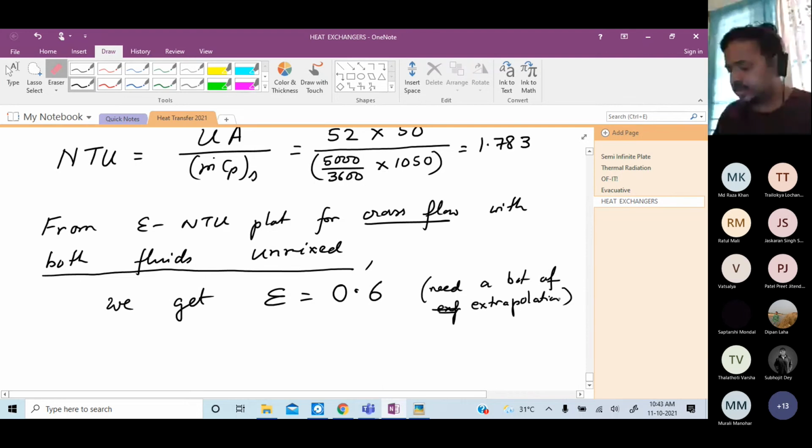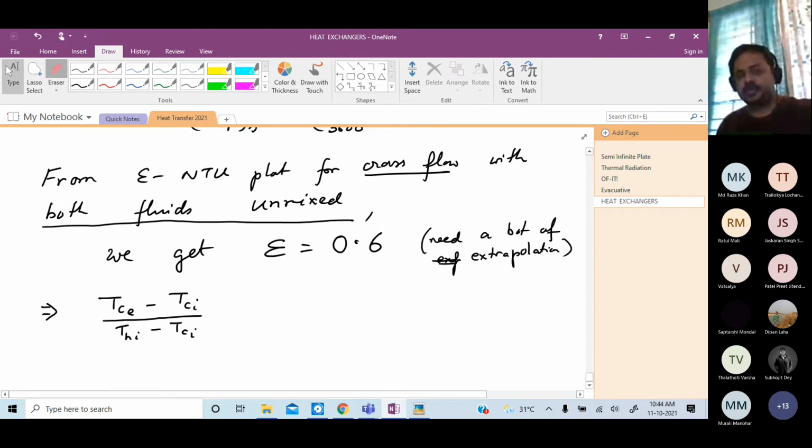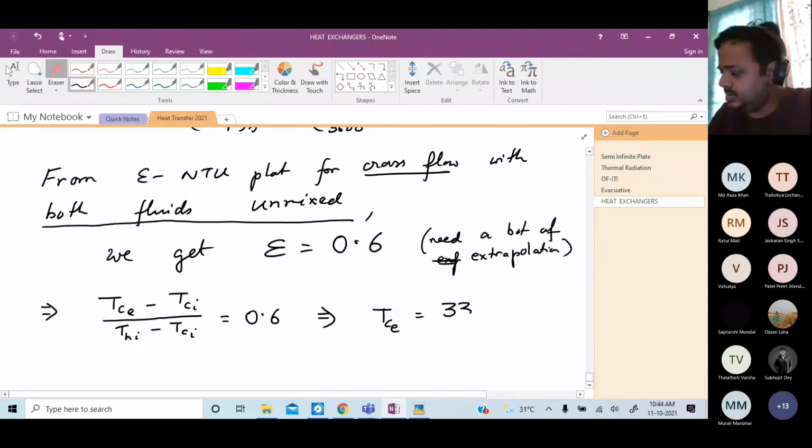So what does this mean? Epsilon also means TCE minus TCI over THI minus TCI, because here it was a cold fluid that had the smaller heat capacity. So this is 0.6. We know everything. We know THI, we know TCI. TCE is the only unknown. So it turns out that TCE will be 338 degrees C.